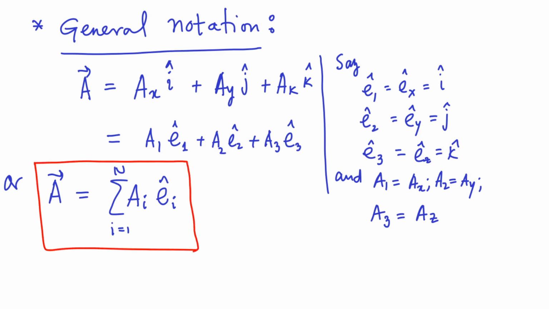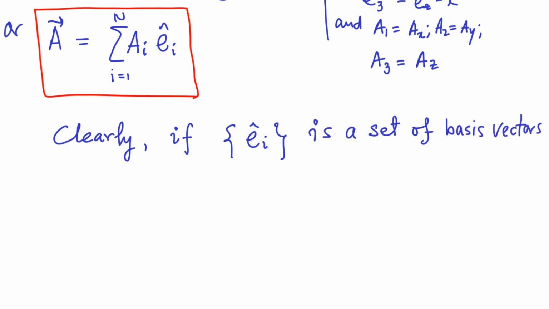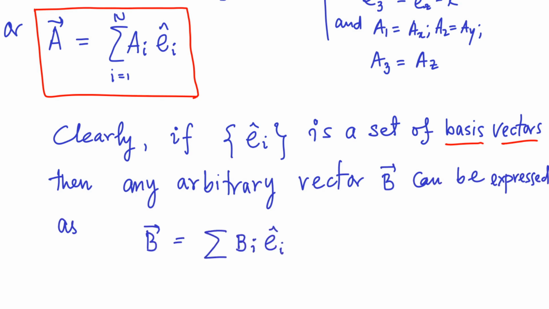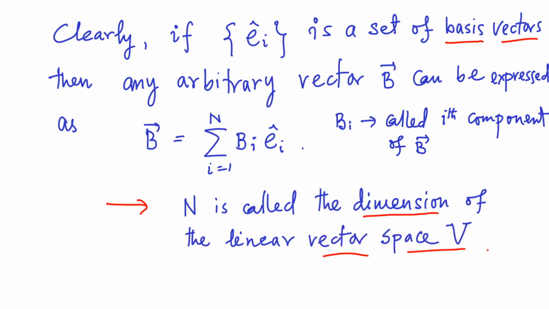So as you see it here, if the set ei cap is a set of basis vectors, then any arbitrary vector, say vector b, can be expressed as bi times ei cap summed over i equal to 1 to n. Here the term bi is called the ith component of the vector b, and the capital N is called the dimension of the linear vector space. So in a three-dimensional vector space, we can have three linearly independent vectors.